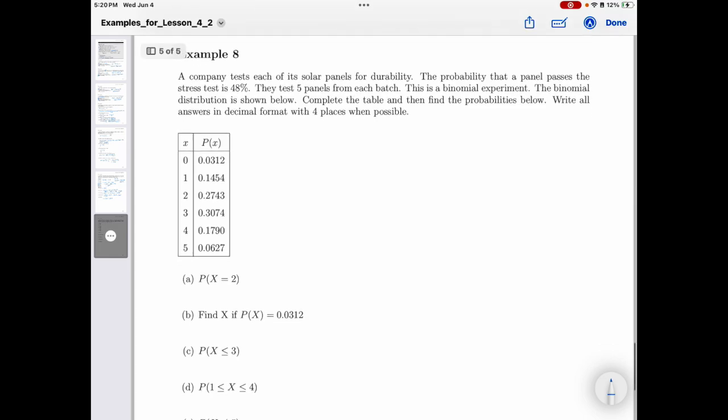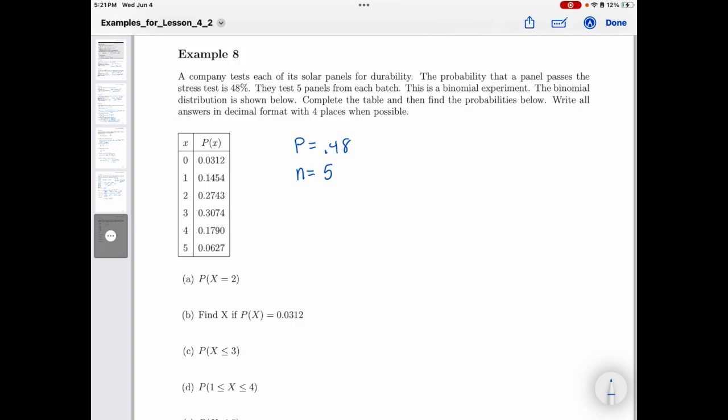Well, I must have already completed this for you. Less work for us to do. But if there was a missing value, we know that we would just subtract off from 1 to see what's left over. So our probability of success in this case is 0.48. Our number of trials is 5. They're testing 5 panels.